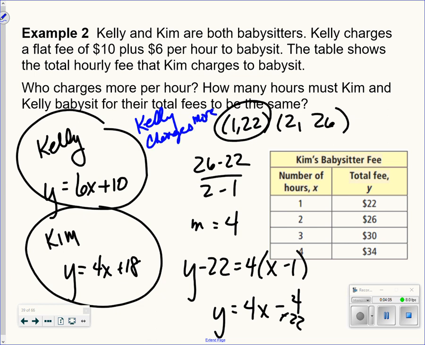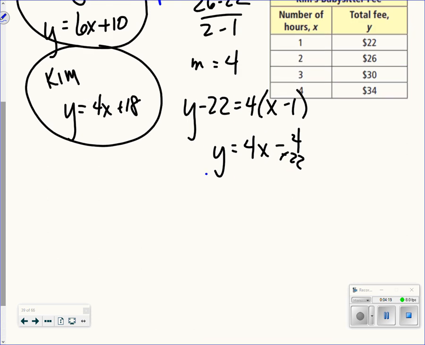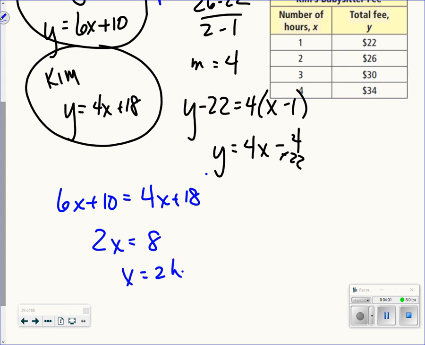How many hours must Kim and Kelly babysit for their totals to be the same? So they want to know when Kelly and Kim are equal. So solving, I subtracted 4x and then I subtracted 10. So after 4 hours, they would have charged the same amount. And then beyond that, Kim would actually be cheaper and Kelly would be more expensive.